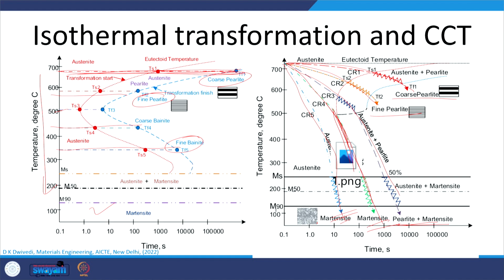So, depending upon the kind of phases that we are looking for, if it is annealing, then we will be imposing a low cooling rate. If it is normalizing, a little higher cooling rate. And if we are looking for high strength and high hardness, then we will be going for the martensitic transformation, meaning austenite to martensitic transformation.